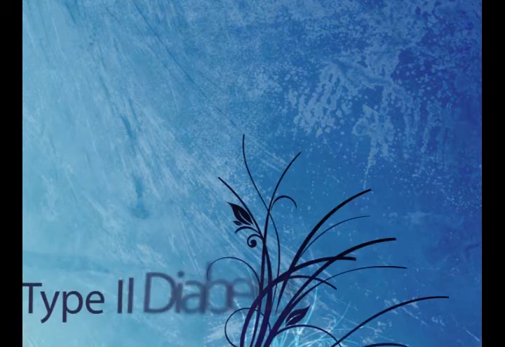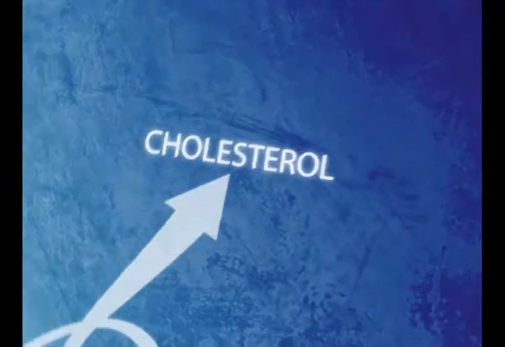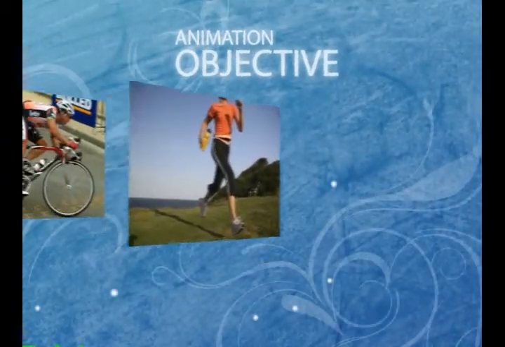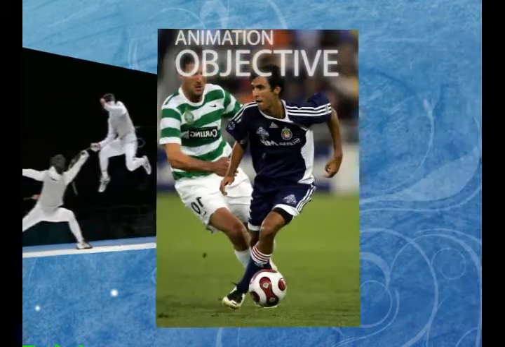Type 2 diabetes is a disease that causes increased fatigue, blurred vision, and is associated with obesity and elevated cholesterol. Type 2 diabetes is usually acquired as an adult, resulting from a sedentary lifestyle and poor diet. Thus, the goal of this animation is to give you a little bit of motivation to get out there and exercise. And the animation is going to do this by showing you exactly what happens at the molecular level that causes type 2 diabetes and how exercise prevents this from happening.